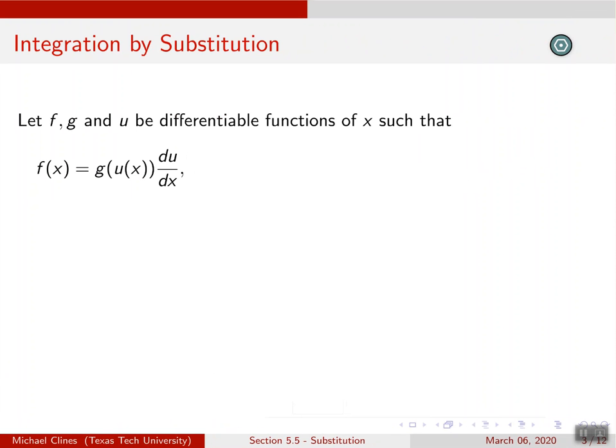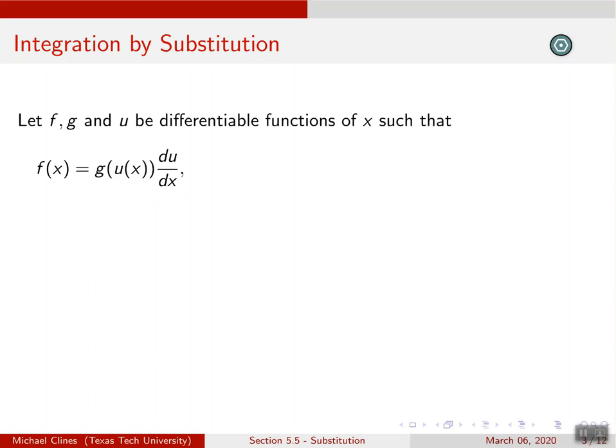Consider this scenario. We start off with 3 differentiable functions, f, g, and u. And by differentiable, I mean we can take the derivative of f, g, and u in terms of x, such that the function f of x can be written in terms of the composition function g of u of x multiplied by the derivative of u of x. Now, that might look really confusing with all these f, g's, u's, du's, dx's all over the place.